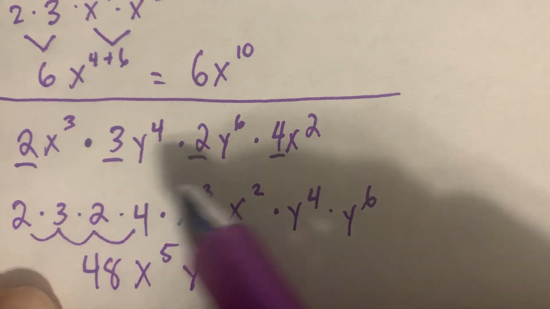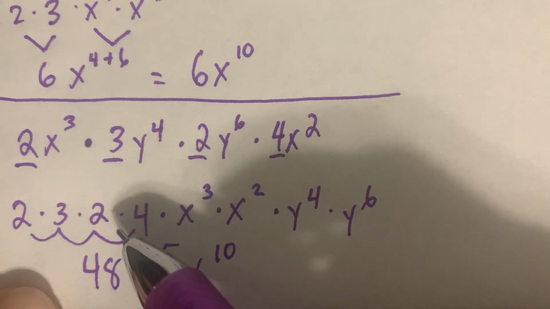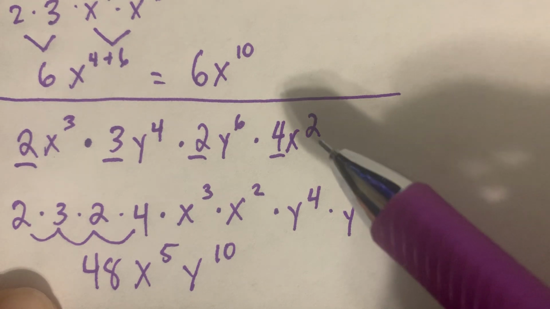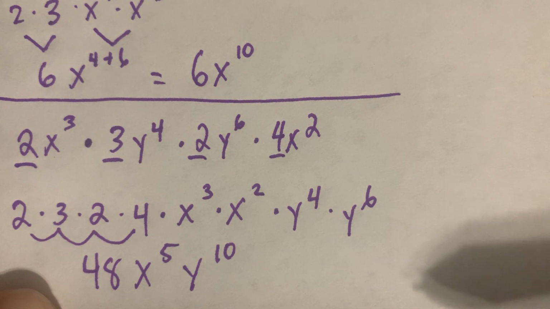So when you have this big thing, don't be afraid. Just rearrange them like I did. Put all the numbers together. Put the x's next together. Put the y's next together. If there were 2 or 3 other variables, we would put it all together. And then we would use the product rule.